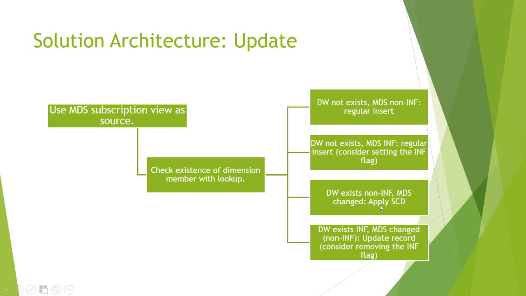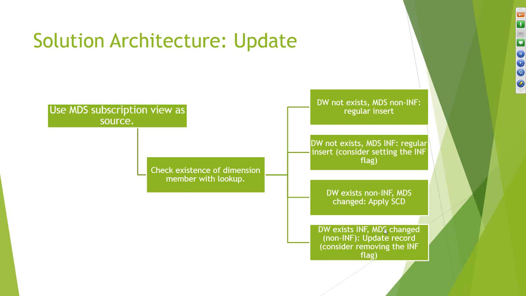If it exists in the data warehouse and it is not inferred, then apply SCD changes, because it is changed, and historical stuff and that sort of thing. If it exists in the data warehouse and it is an inferred member and MDS changed, then we should update that record and remove that inferred flag. So this is the architecture.